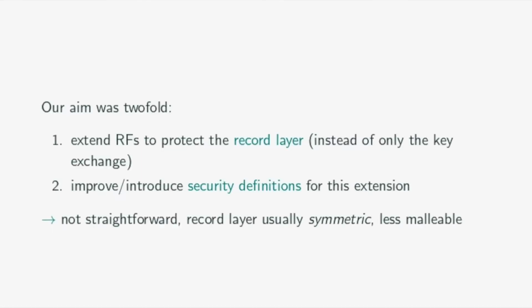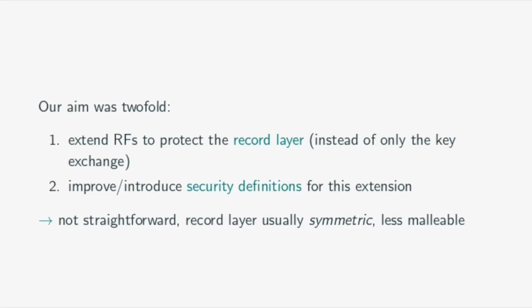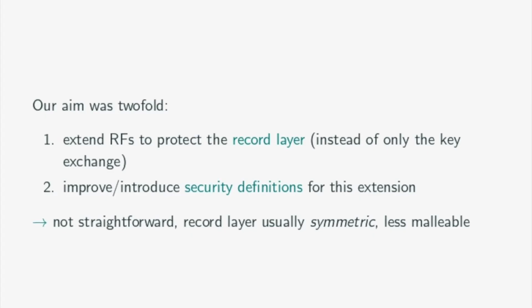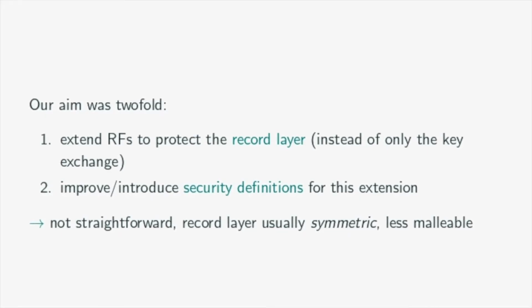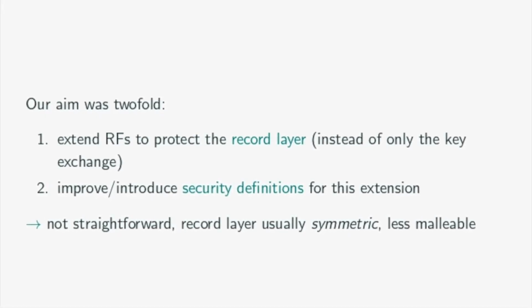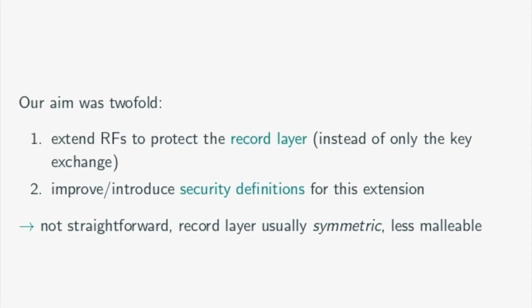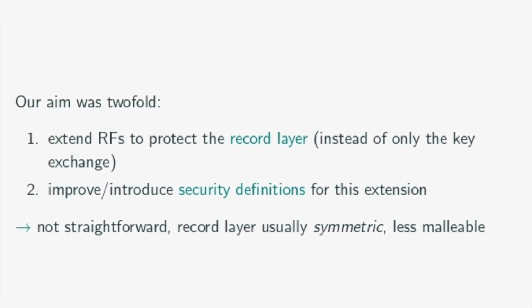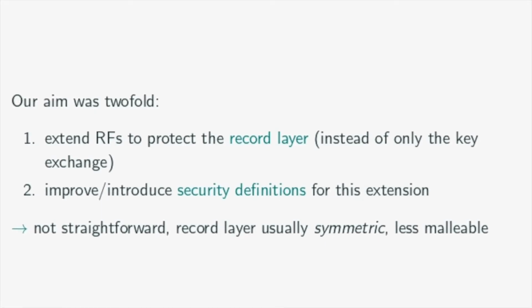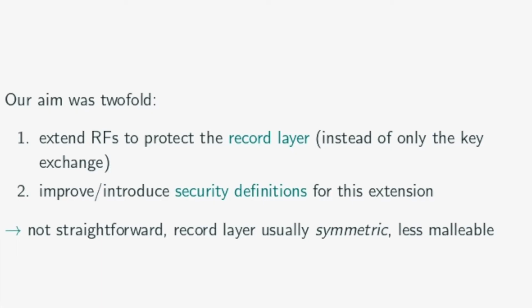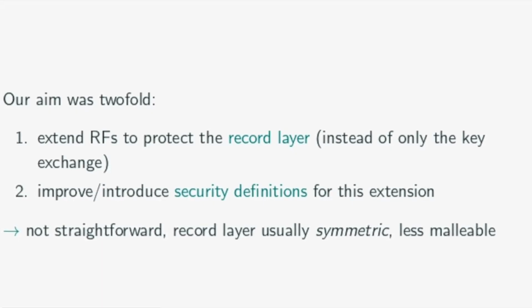Unfortunately, or fortunately for us, this is not just some straightforward modification, as the record layer is usually based on symmetric notions, meaning that messages that transit at this phase are much less malleable than the messages that are transiting during the key exchange. As we saw before, during the key exchange, it's actually quite simple to just elevate something to a random power there and then do the same thing when the message comes back the other way around.